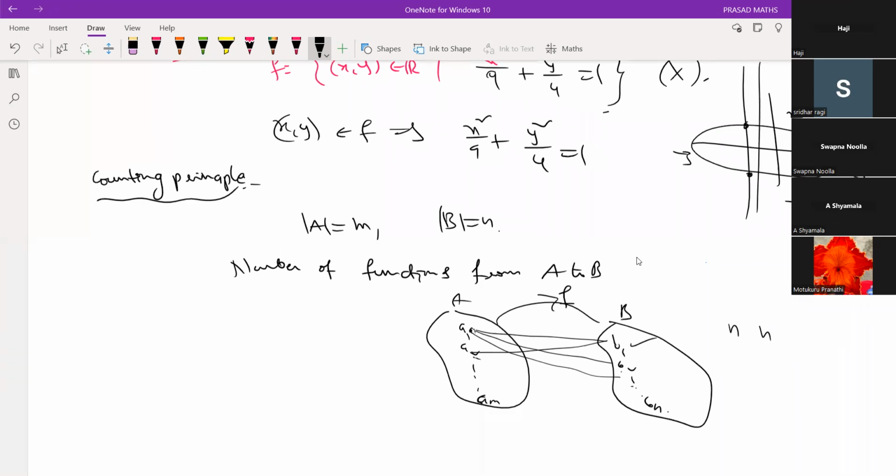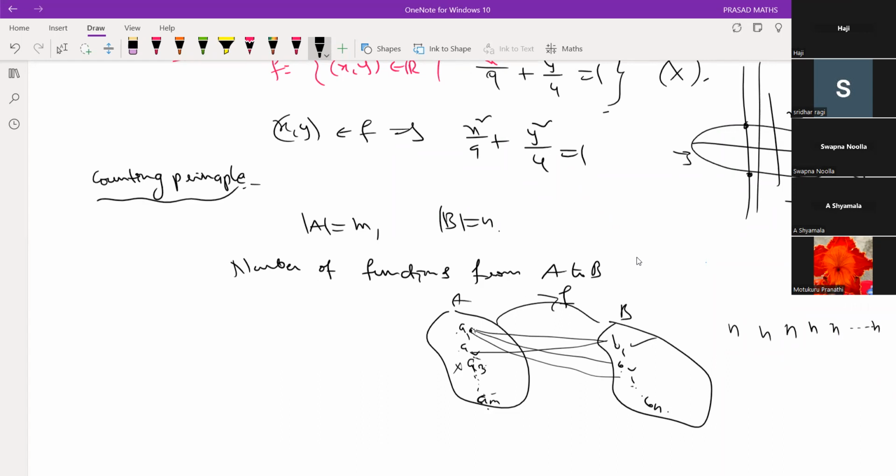Is the work completed? No. To be a function, filling A1 and A2 is not enough. Every element must have an image. The work is not complete till then. Go through A3, and A3 has n options. Therefore A3 can be related in n ways. The work is not completed because there are A4, A5, A6, A7. Similarly A4 can be done in n ways, A5 also in n ways, and going on, Am can be done in n ways.